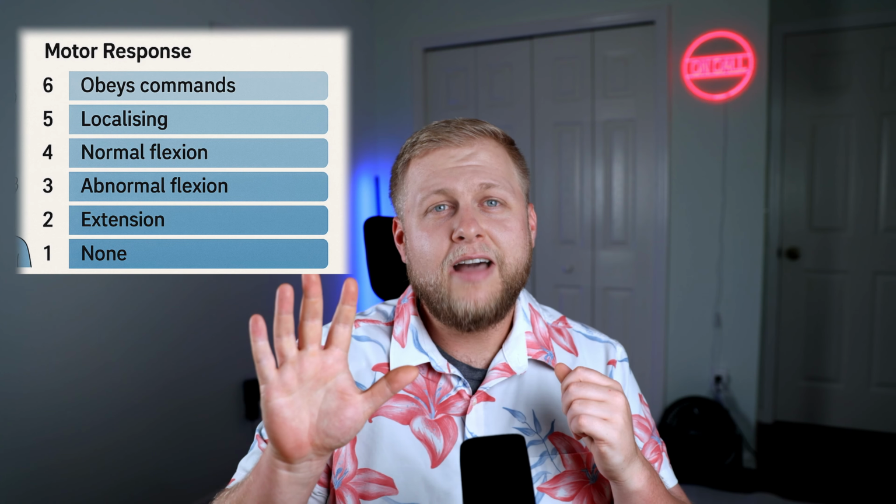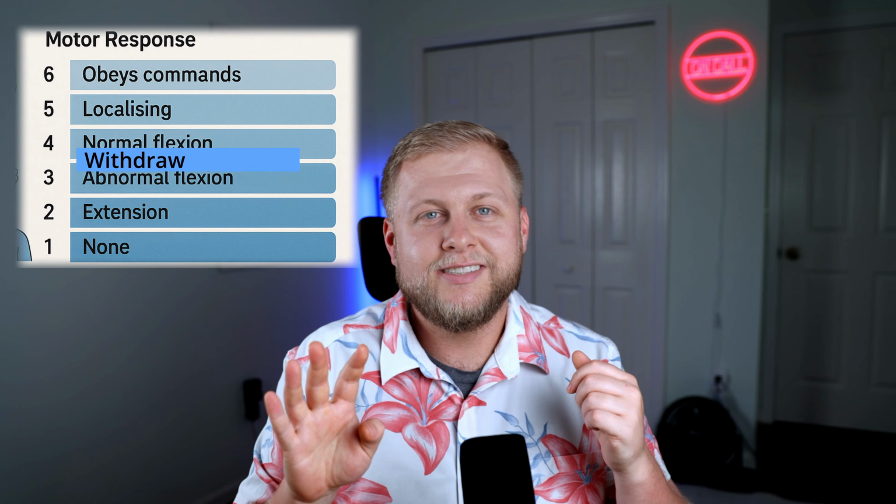Well, 6 out of 6 is going to be when they obey commands. If I ask you to shake my hand or ask you to push a button, do something like that, and you can follow all these commands, that is a 6 out of 6. A 5 out of 6 is actually kind of an interesting one. It's called localizing pain. Now, what does that mean? Well, if I pinch your ear and you kind of wince to that actual pinch, that is going to be a 5 out of 6.